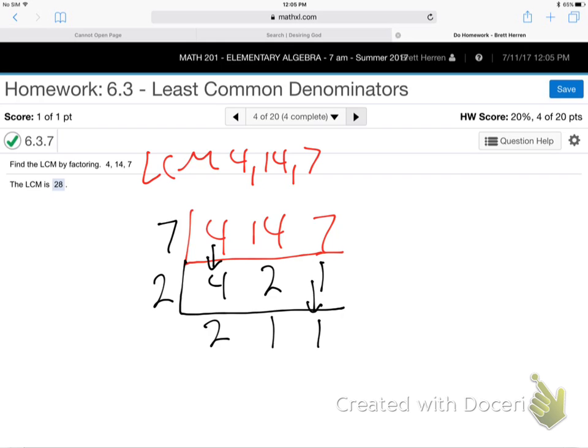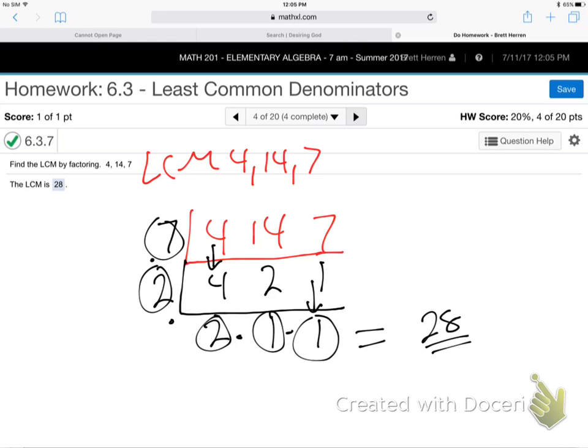And so where's my answer? Well, you just multiply these numbers together. Just times, times, times, times. 7 times 2 is 14, times 2 is 28, times 1 is still 28, times 1 is still 28. So 28, that's the common denominator for 4, 14, and 7. It's the least common denominator. It's the lowest number they go into. Is that good? Questions I can answer? Okay.